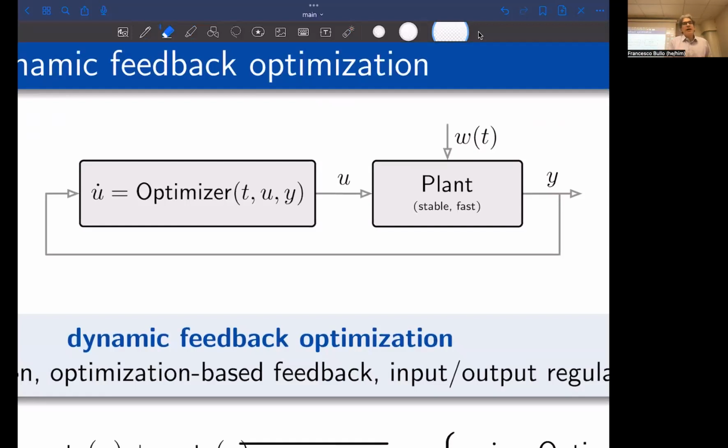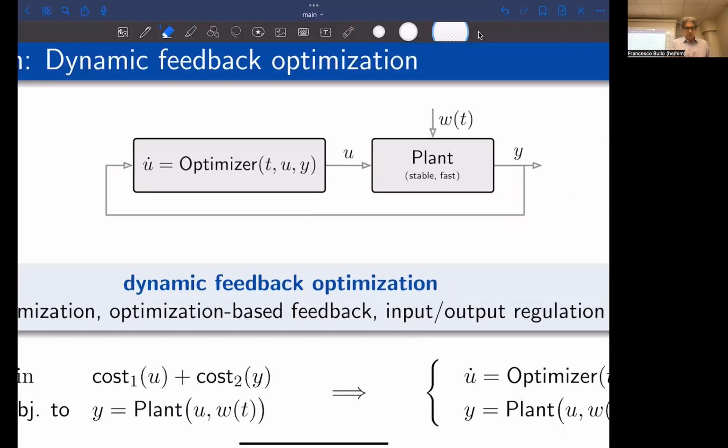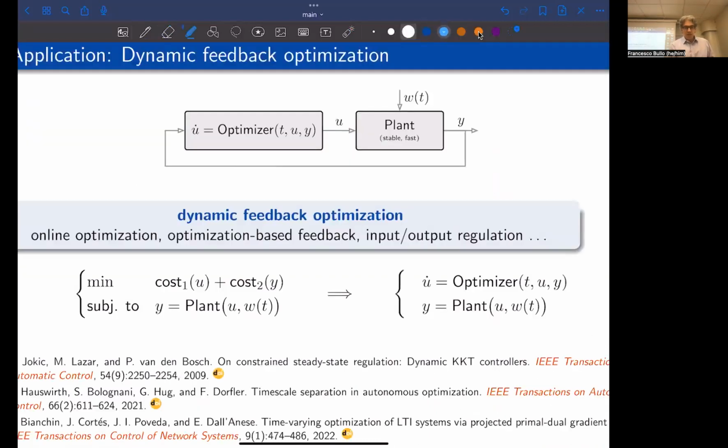So I am going to define a problem, a cost function, where I have a cost function of U, a cost function of Y, and Y is the output of the plant, which is determined by the two inputs, the input U and the disturbance W. Really, I should write a more complicated problem where I put in the dynamics of the plant. But right now, I'm assuming the dynamics is very fast, and so I just use the input-output map as if it was static. Does that make sense?